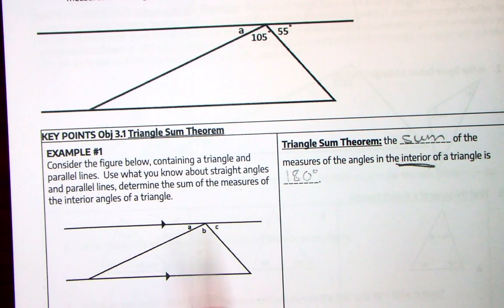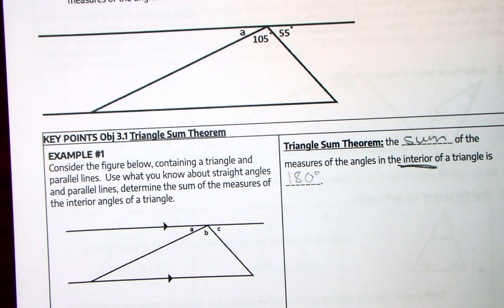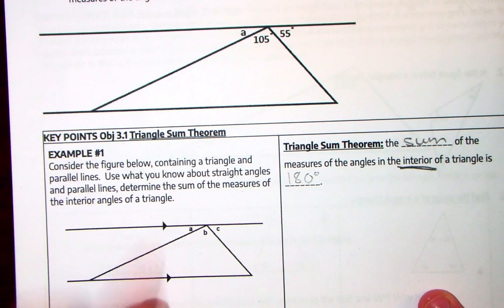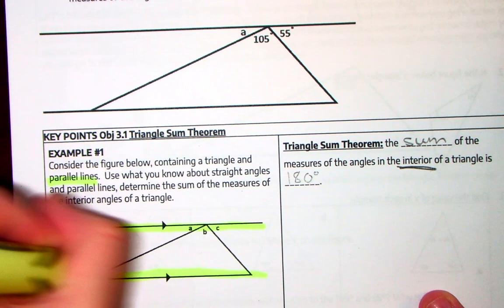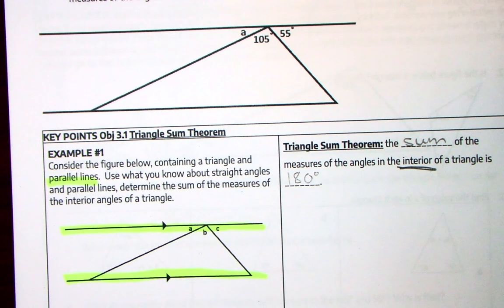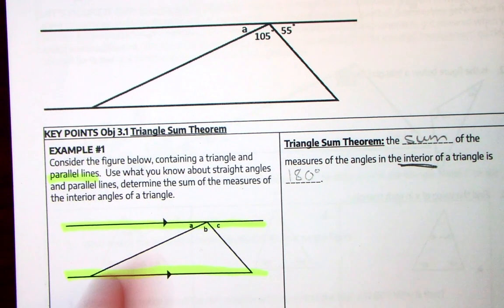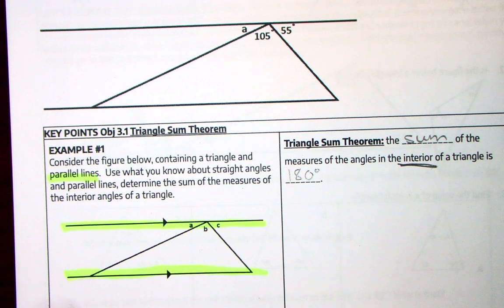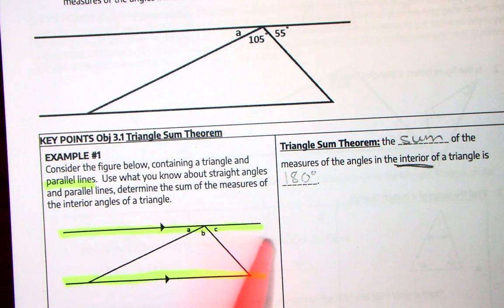Here's a way we can prove that's true. Consider the figure below containing a triangle and parallel lines. You see these symbols on the lines, so these parallel lines are right here. Use what you know about straight angles and parallel lines to determine the sum of the measures of the interior angles of a triangle. My triangle is here. Notice that the top and the bottom of a triangle will always be parallel to each other. That's why we're able to connect these lines at the top and the bottom of a triangle.